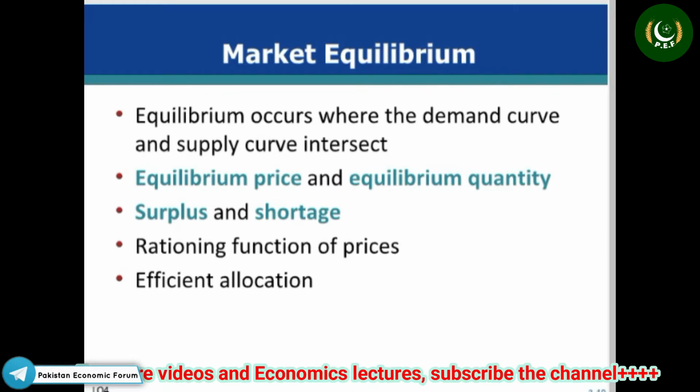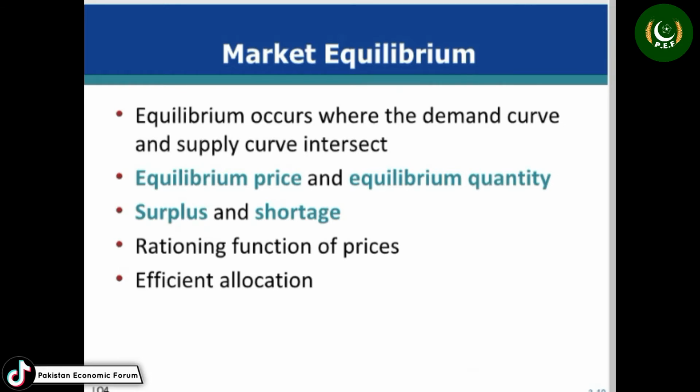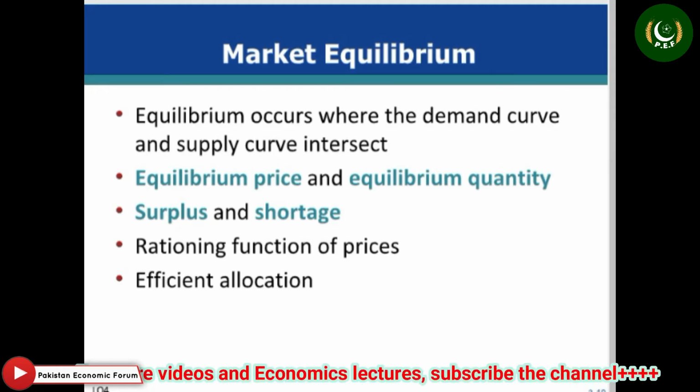At prices above this equilibrium, note that there is an excess quantity supplied, or a surplus. At prices below this equilibrium, note that there is an excess quantity demanded, or shortage. At equilibrium, the markets are economically efficient.